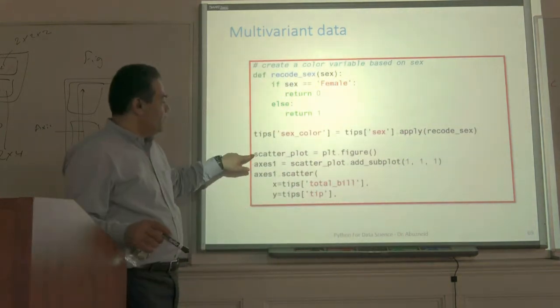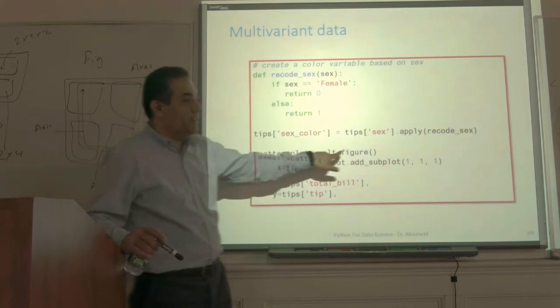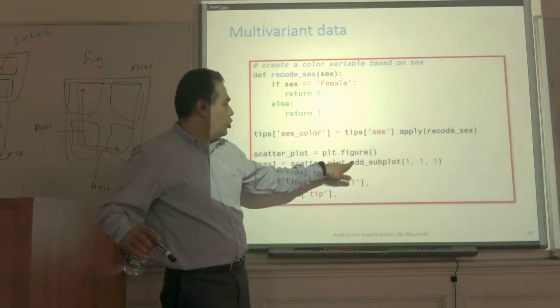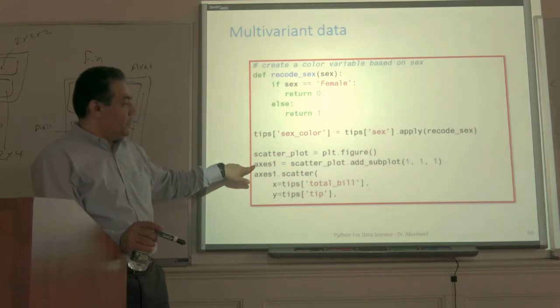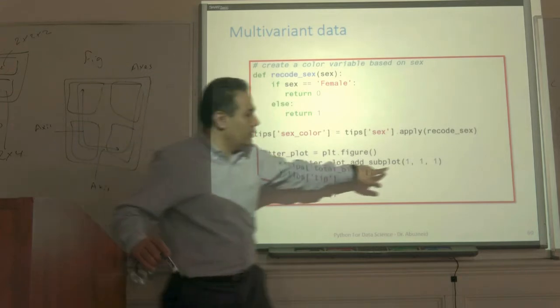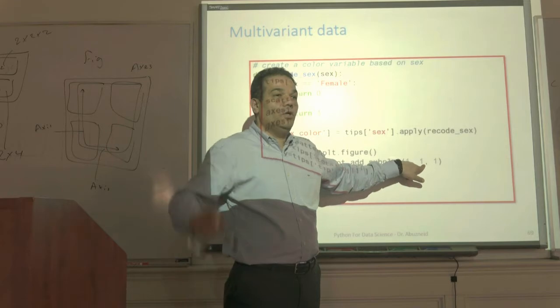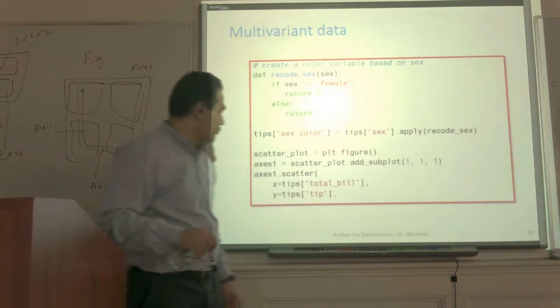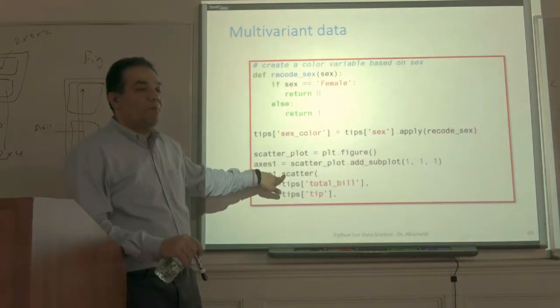So then what I'm saying, scatter plot, I'm creating the first thing is the figure. And then after that, axis 1, scatter plot, adds a plot. How many axes I have? 1. I have 1 box, right? What is the name of the plot?